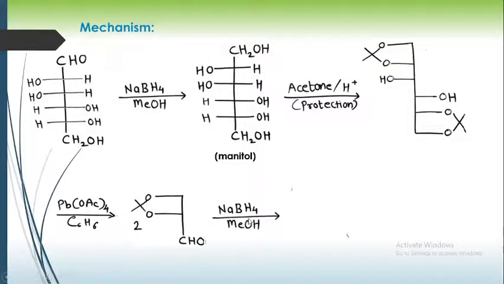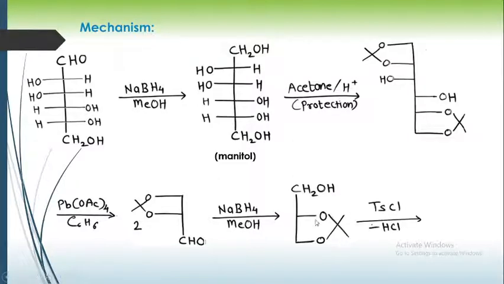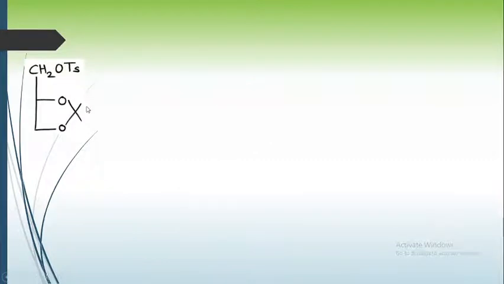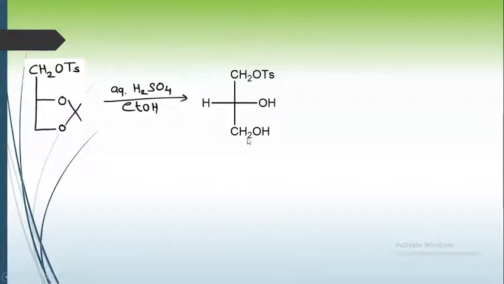When it is reacted with NaBH4, this aldehyde is converted into this alcohol. Again, it can be activated by using tosyl chloride. We get this product. Then this molecule is reacted with H2SO4 to deprotect this acetal. We get these diols. This is the primary alcohol and this is the secondary alcohol.